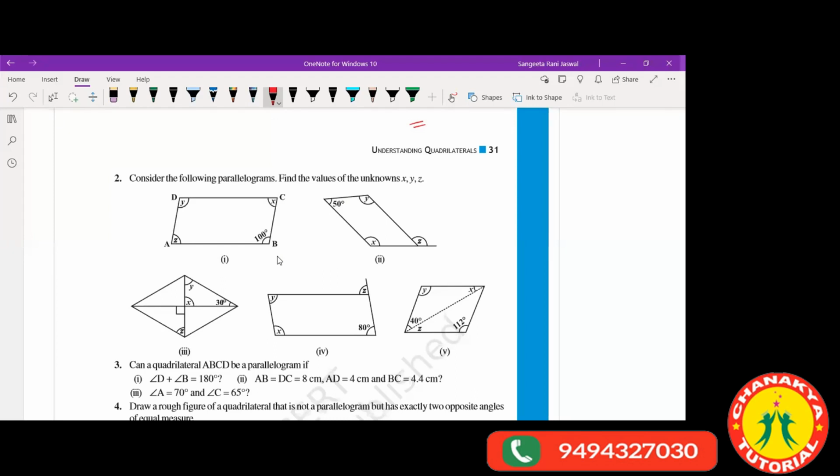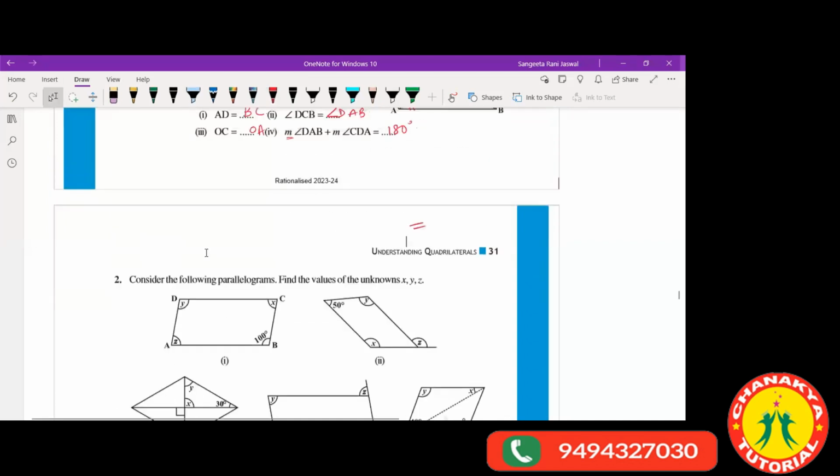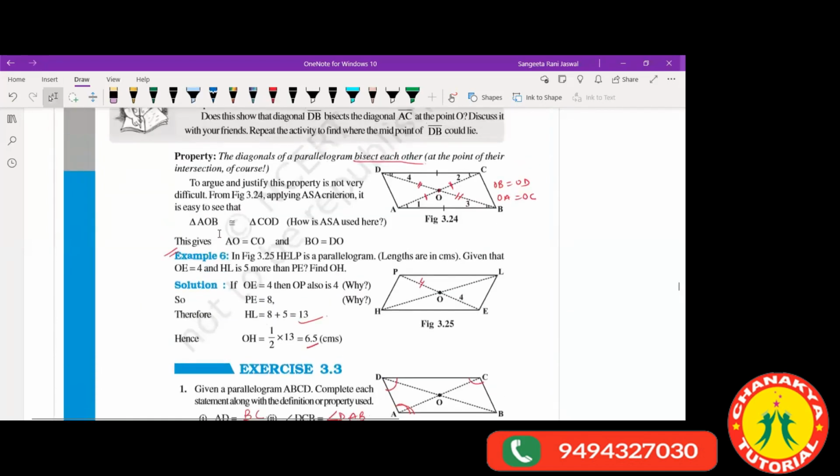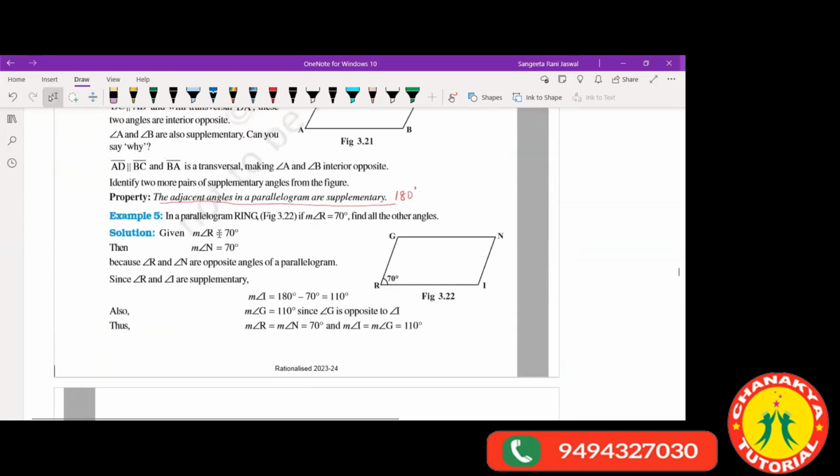The adjacent angles are those angles which share a common arm. Like suppose 100 and angle Z, they are sharing a common arm. Angle B and angle C, they are sharing a common arm. C and D, and B and A also share a common arm. That means these two angles are adjacent, and the sum of these two angles is supplementary. Supplementary means their sum total is 180 degrees. You must have done the property here.